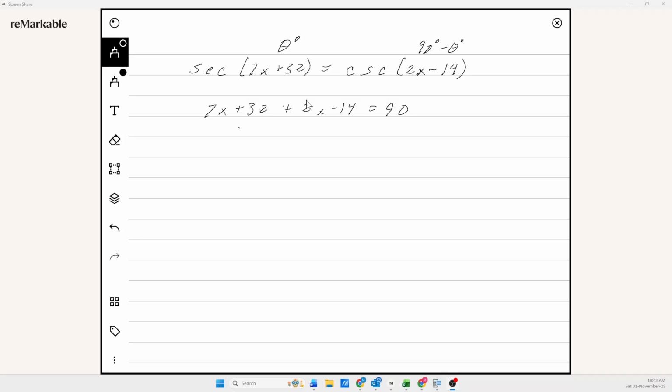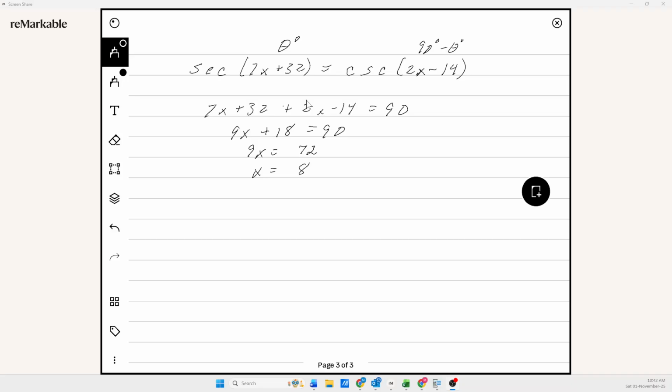So once again, now I have 9x equal to 32 minus 14, 18. Why am I keeping the equal sign in there? I don't know. Plus, where was I? 18, right? Equal to 90. So 9x equals 72. And x is equal to 8.